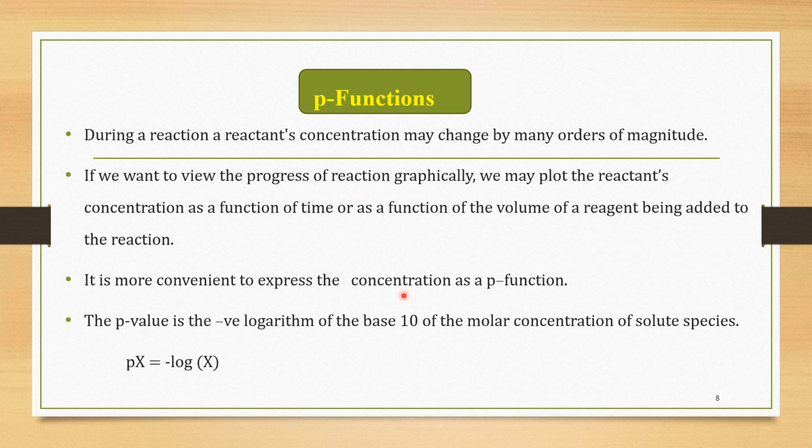Now, instead of plotting such graphs, it is more convenient to express the concentration as a P function. The P value is the negative logarithm to base 10 of the molar concentration of a solute species. So what is the P function? Px is equal to minus log of x, and this x is nothing but the concentration of a solute species. So we can say that the P value is the negative logarithm to base 10 of the molar concentration of the solute species. This is the fourth important way of expressing the concentration of a particular solution.